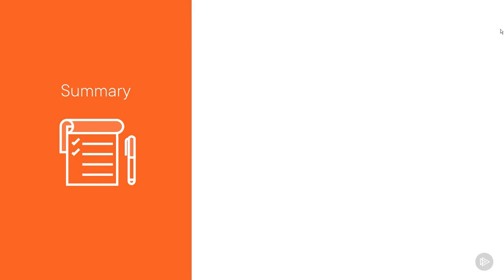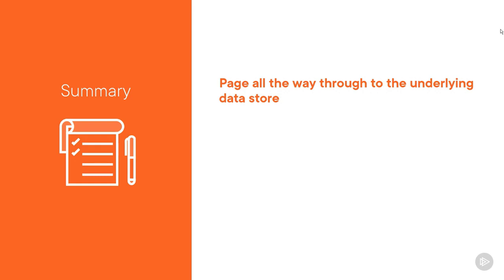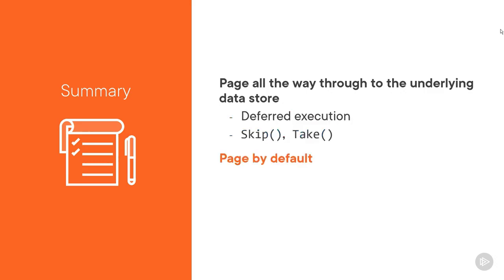When paging, it's important to send page size and page number all the way through to the underlying data store. Like that, only the requested page is returned from the store. Thanks to deferred execution, we can use skip and take statements for that. Page by default to avoid performance issues when the collection grows.